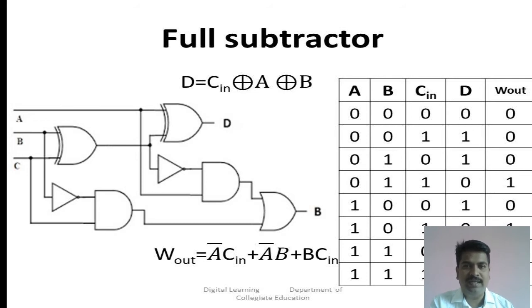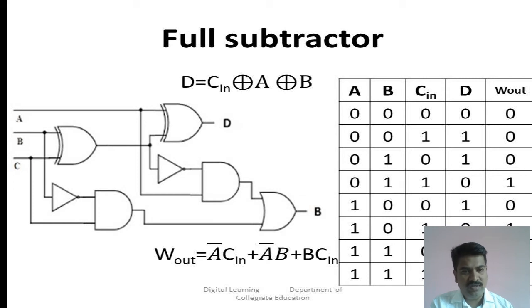The difference will be C in XOR A XOR B. It is very much clear that to produce this, we require a 3-input XOR gate. Of course, we'll do our work with 2-input XOR gates by doing some combinations over here. We'll do that. We'll come to this borrow column over here. In the borrow column, 1 is here. For that, I can write this.